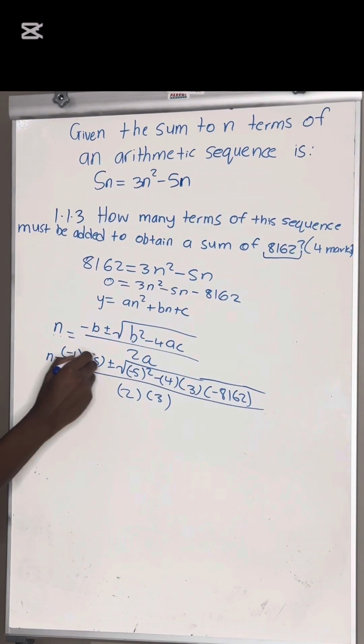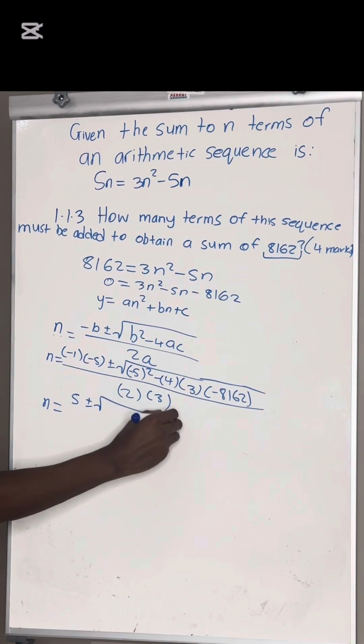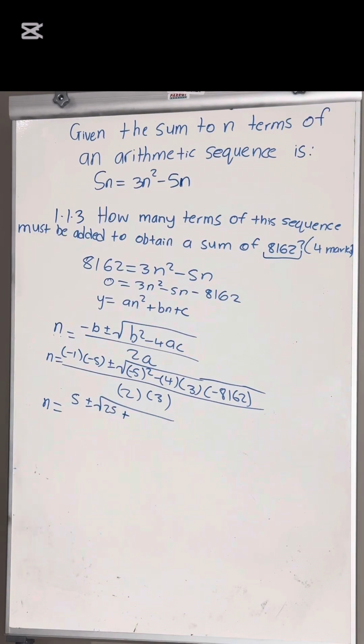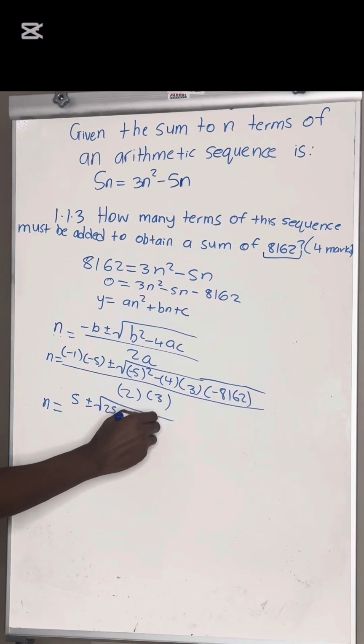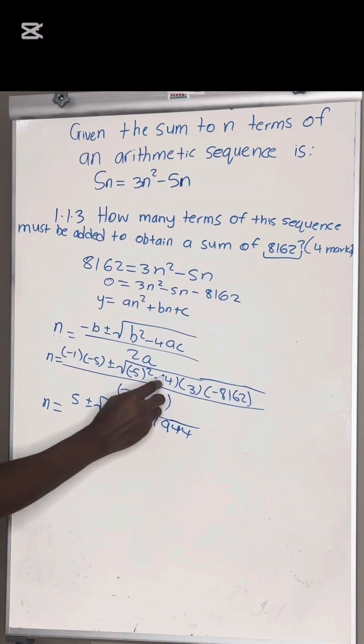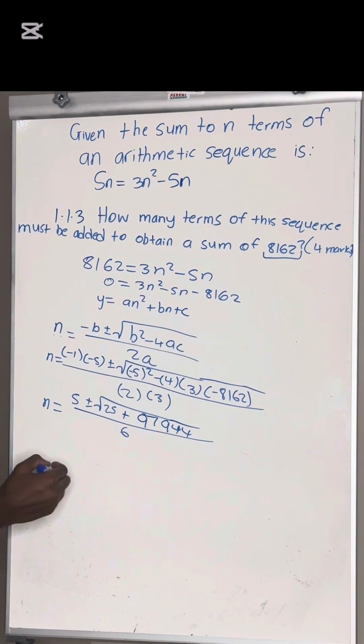So n is equal to negative 1 times negative 5, that is positive 5, plus minus the square root of negative 5 all squared, that is 25, and then plus, I'm going to use a calculator again, 4 times 3 times 8,162, supposed to get 97944. The reason why it became plus is because negative times negative is positive, and then all over 2 times 3 is 6.